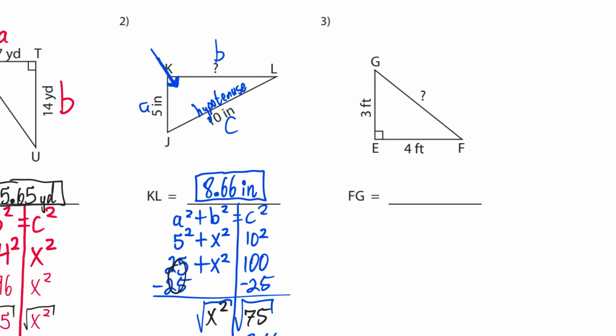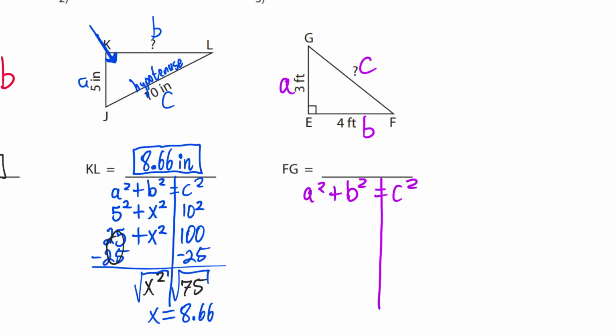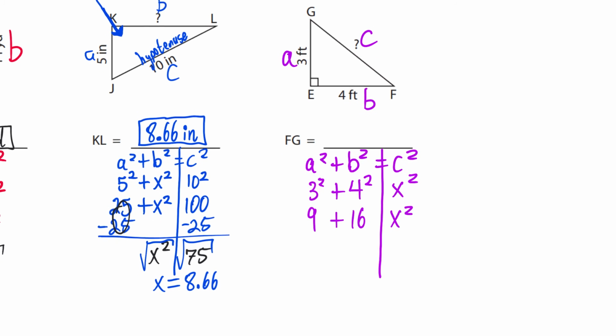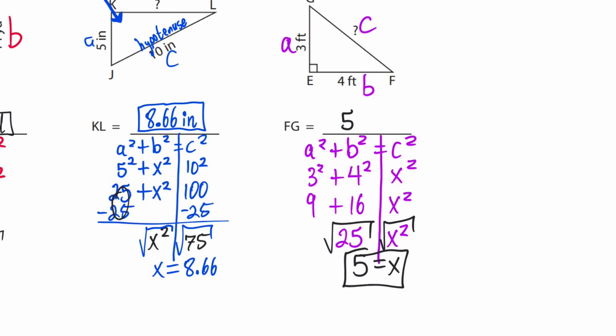Okay, now number 3, which one is the C? Question mark. And then we're going to put A and B. So A squared plus B squared equals C squared. So which one is the A? 3. The B. And then the C is the X. 3 squared is 9. 4 squared is 16. It's 9 plus 16. 25 equals x squared. And on this one, it just gives us straight up 5.